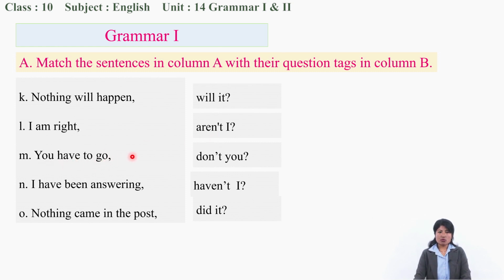And what about you have to go, and here don't you is there. So how is it possible? Why not haven't you? We don't use haven't you over here because have is used as a main verb. So instead of have, we have to use the do form over here. Alright, so all these are similar, so we don't need to talk about it. This is how the matching exercise is completely done.